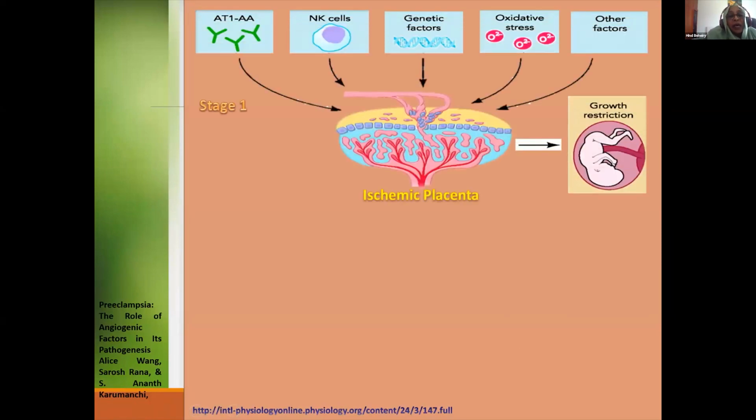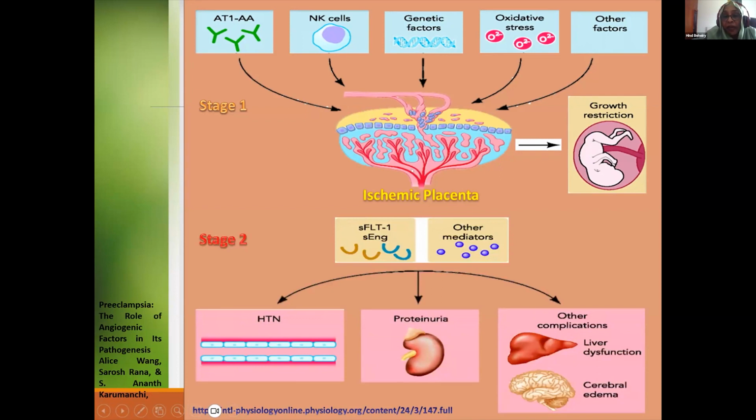As I mentioned, it is a disease of the second half of pregnancy, and major changes occur at the placental level. This is causing an ischemic placenta. The causes can be increased AT1, angiotensin 2 type 1 agonistic autoantibody, or natural killer cells, or genetic factors, or oxidative stress. These all affect, causing ischemia in the placenta. And the ischemic placenta either affects the mother directly, or as well the fetus, causing growth restriction of the fetus.